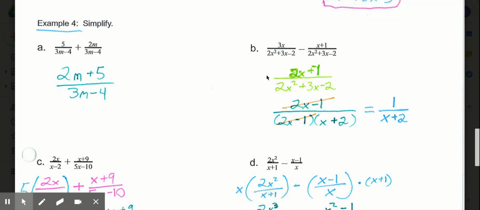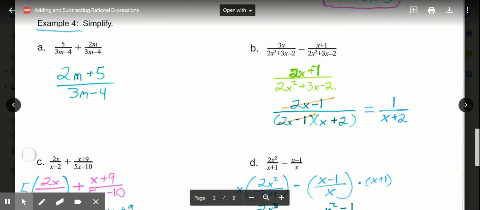In B, when we look at that, denominators are already the same, so that's good. Now you want to make sure you're doing the correct operation, which is subtraction. So in this case, we can just subtract on top.